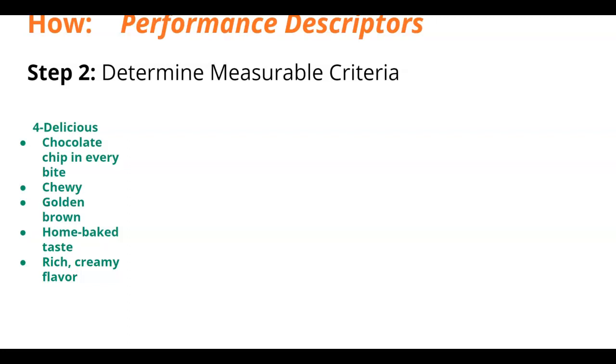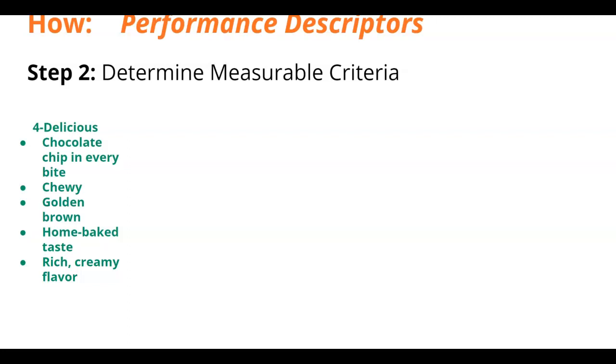Okay? I talked about the texture of the cookie. A 4-level delicious cookie is going to be chewy. I talked about the coloring of the cookie. A 4-level, highest level delicious cookie is going to be golden brown, baked in the oven but not burnt, right? I talked about the taste quality of the cookie, and a number 4 is going to have that home-baked taste, okay? And also a rich and creamy flavor. So this is my 4. This is the goal that students are reaching for.